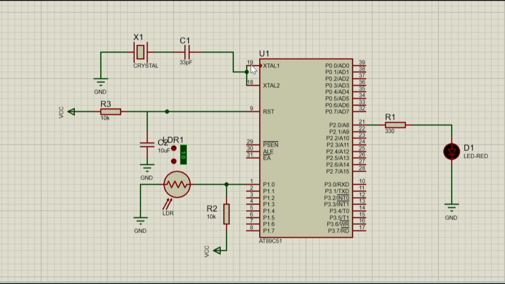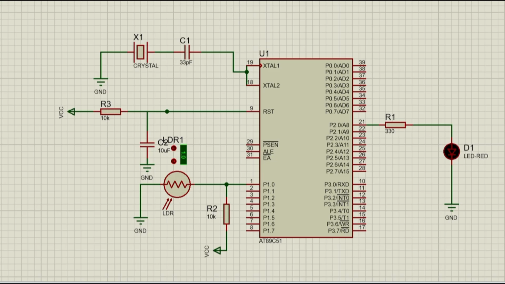Pin number 18 and 19 are connected to a capacitor of 33 picofarad and a crystal oscillator of 12 MHz which is grounded. Pin number 9, that is reset, is connected to a capacitor of 10 microfarad and a resistor of 10K which is connected to VCC. Pin number 1 is connected to a resistor of 10K which is then connected to VCC, and an LDR is connected to ground. Pin number 21 is connected to a resistor of 330 ohm and an LED which is grounded. Now let us go with the working.